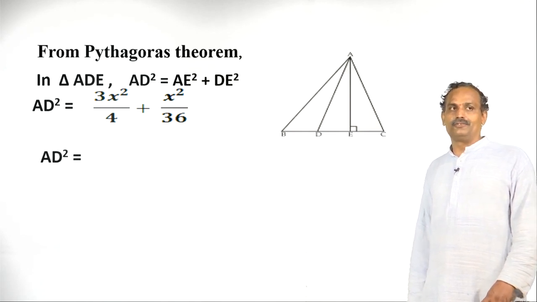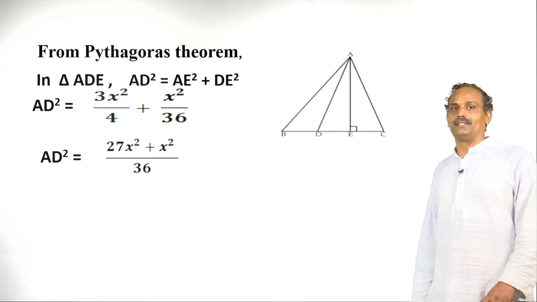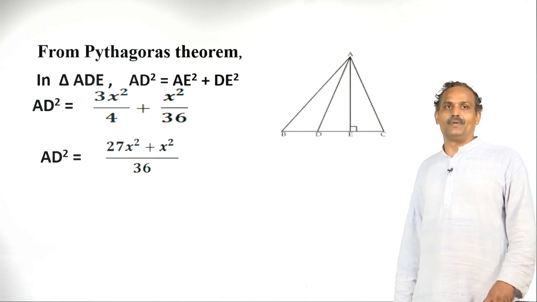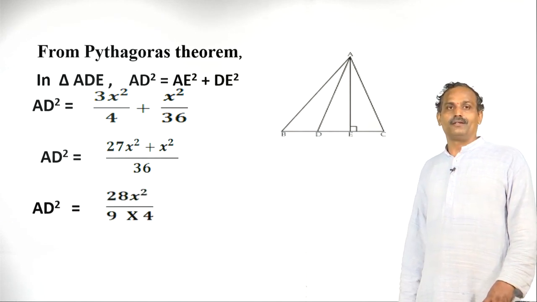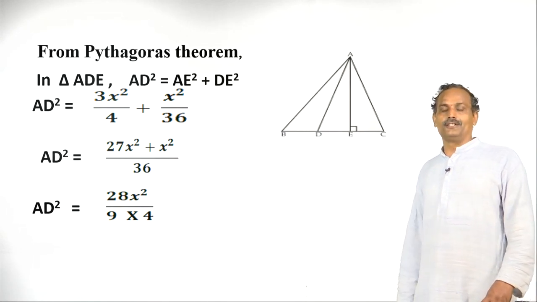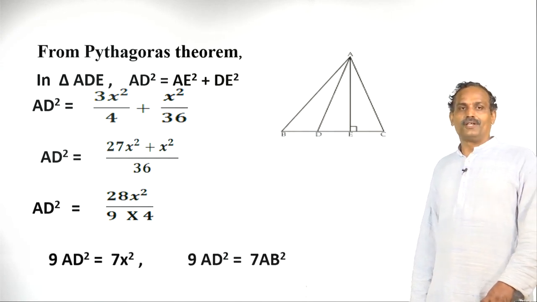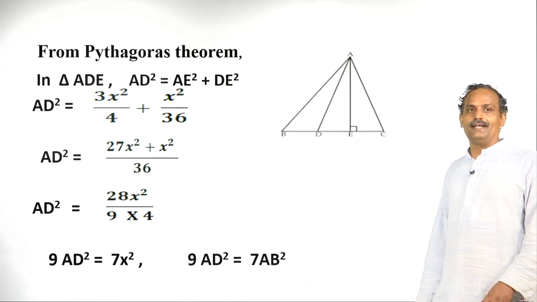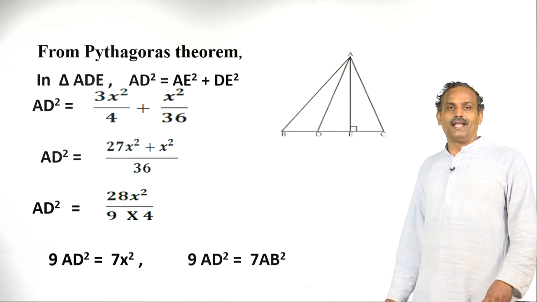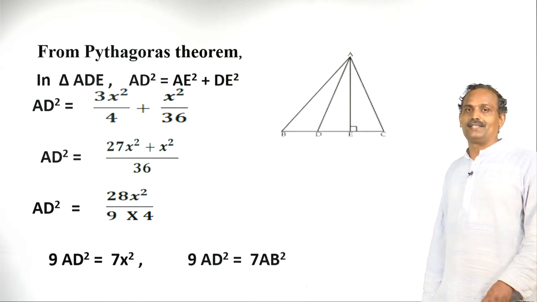Now let us simplify this. AD square is equal to 27x square plus x square by 36. So 36 is the LCM here. Now AD square is equal to 28 x square by 36, which can be factored as 9 into 4. So it is nothing but 4 7s are 28, therefore 9 AD square is 7x square. So 9 AD square, where x is nothing but AB, is 7 AB square.